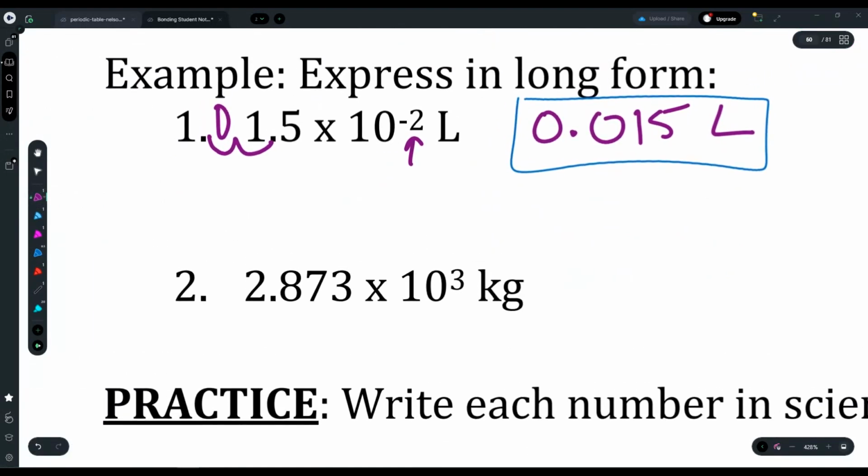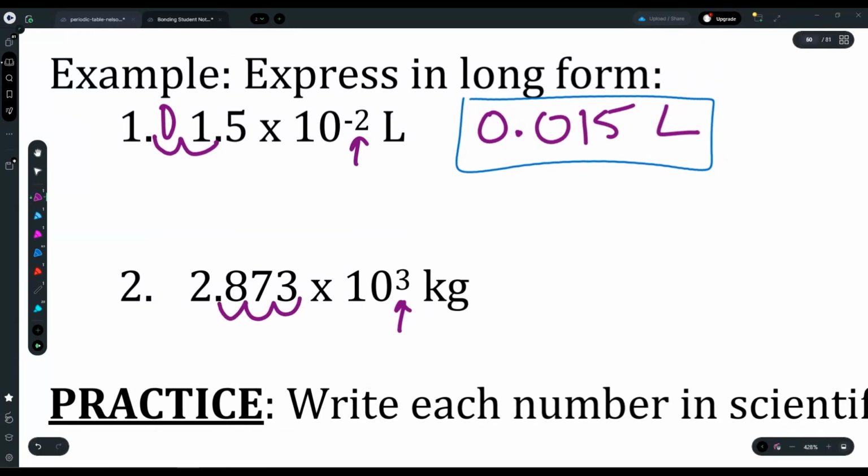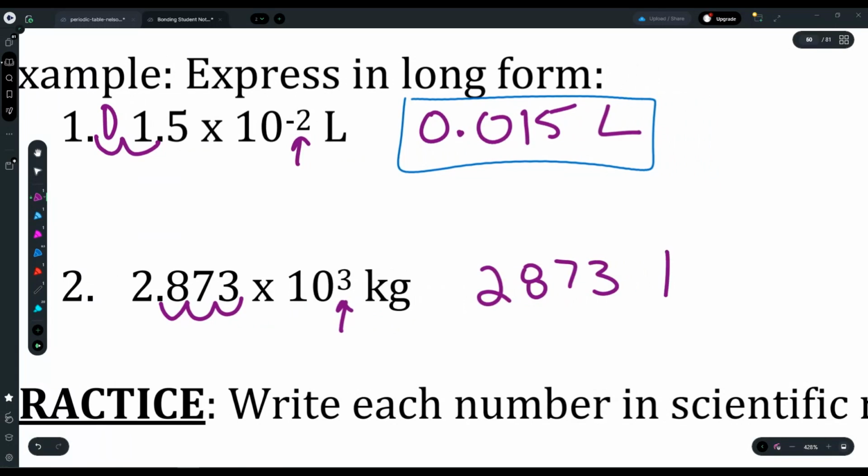Okay, moving on to the next one. 2.873 times 10 to the power of +3. The exponent is positive, which means my number is bigger than 1. So I'm moving my decimal over to the right 3 spots. 1, 2, 3. So then my original number is 2,873 kilograms.